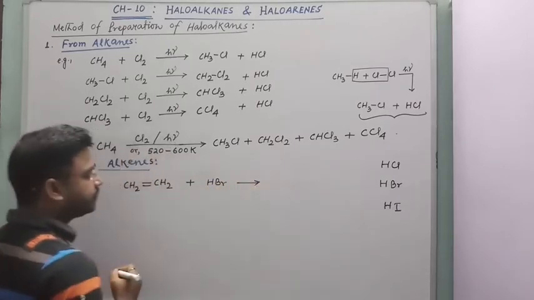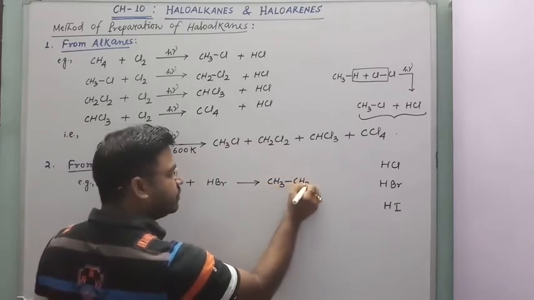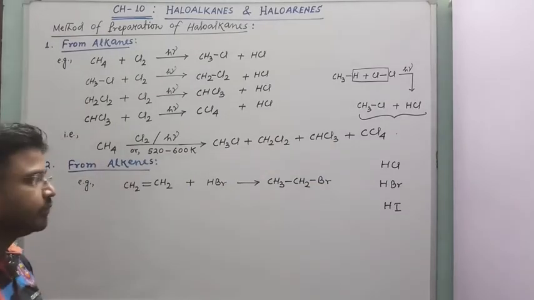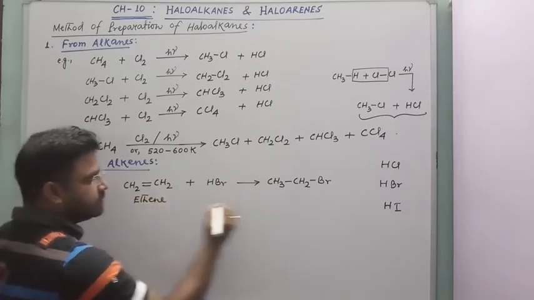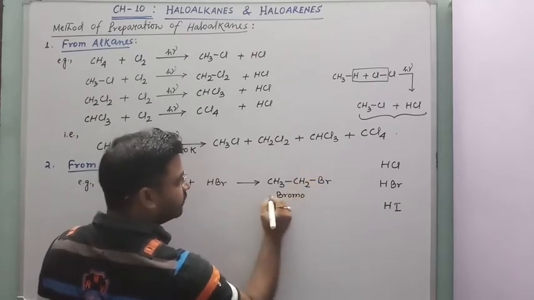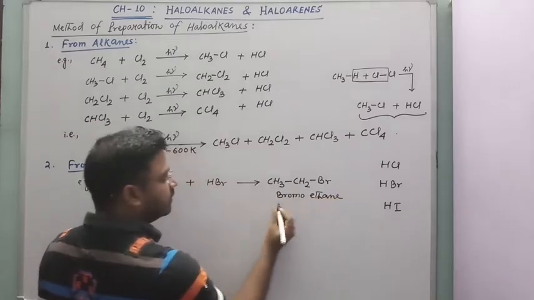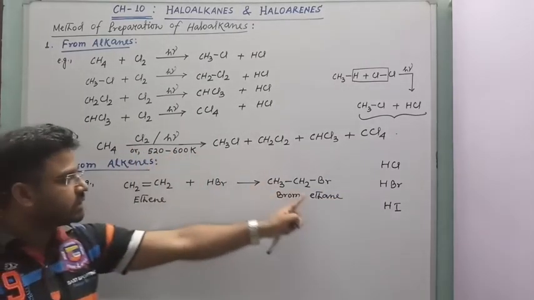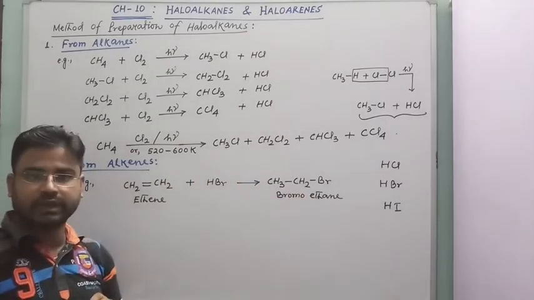Product: CH3CH2Br. So ethene, an alkene, gives bromoethane. This is one bromo, the first carbon contains the bromine, bromoethane. So bromoethane is a haloalkane. So an alkene gives a haloalkane by reaction with halogen acids.